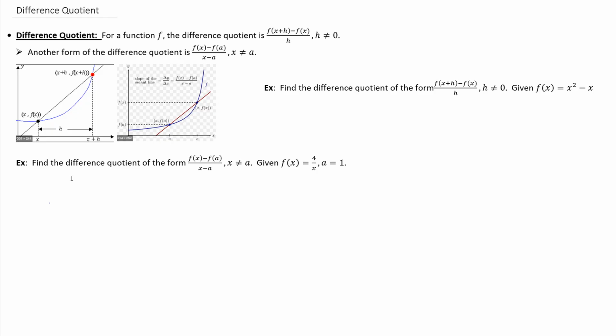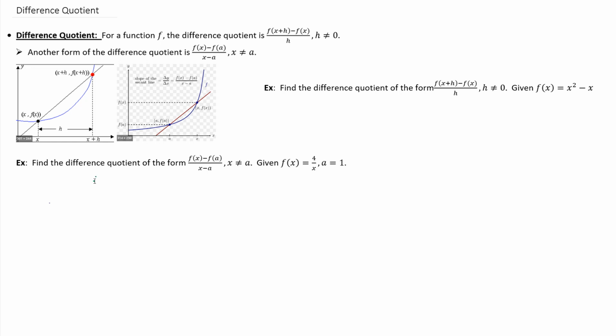Now let's go ahead and take a look at the difference quotient, but in a different form. So we're going to use the form f of x minus f of a over x minus a. So in other words, your x values are going to be a general x value and a specific value, call it a. And so again, the concept still is that you're doing slope, right?